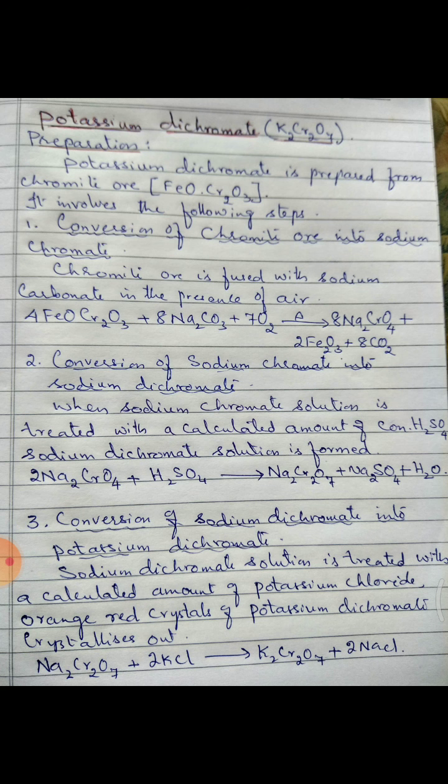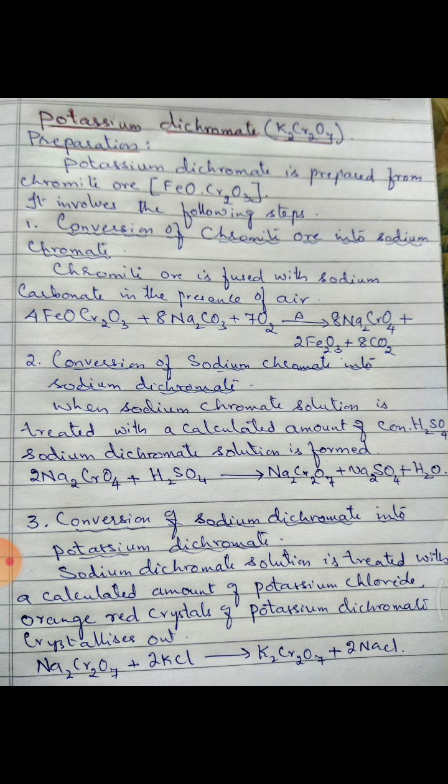Now, this fused mass containing sodium chromate and ferric oxide is treated with water. In this, sodium chromate dissolves in water, whereas ferric oxide remains insoluble. So it is removed by filtration. Next step, second step is conversion of sodium chromate into sodium dichromate. The sodium chromate solution is now treated with a calculated amount of concentrated sulfuric acid.